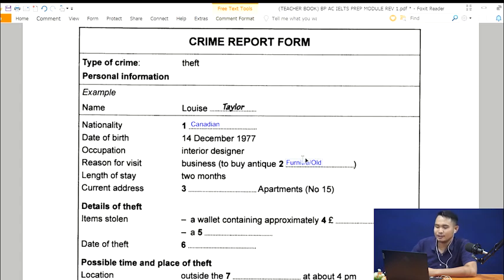Okay. Oops, sorry, furniture, not old. Now, based on the audio before, she mentioned that she wants to buy an old furniture. An old furniture. Did she mention the word antique?